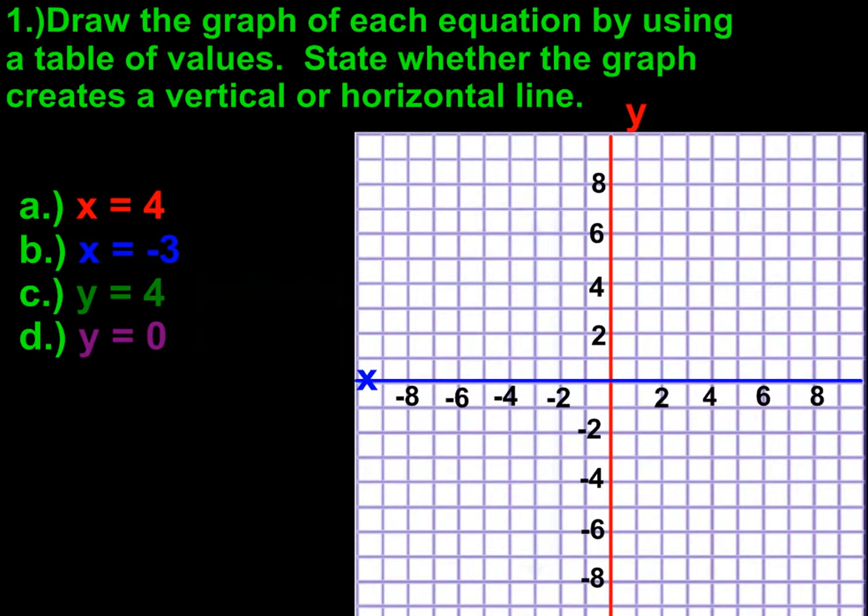Tonight's homework is EL5, graphing a line parallel to an axis. We're going to start by taking a look at problem number 1. Draw the graph of each equation by using a table of values. State whether the graph creates a vertical or horizontal line.